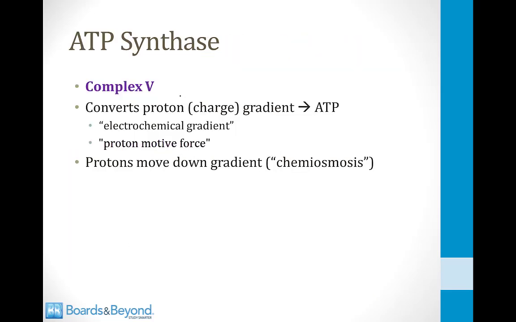Let's talk in a little bit more detail about ATP synthase. As I said before, it's also called complex 5. Remember, everything involved in electron transport and oxidative phosphorylation has more than one name.